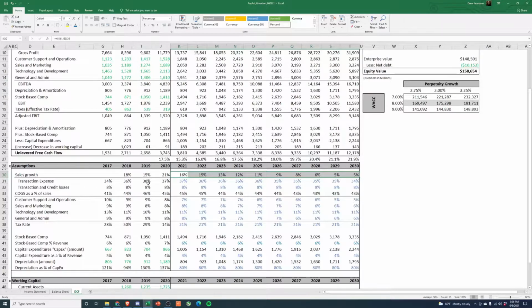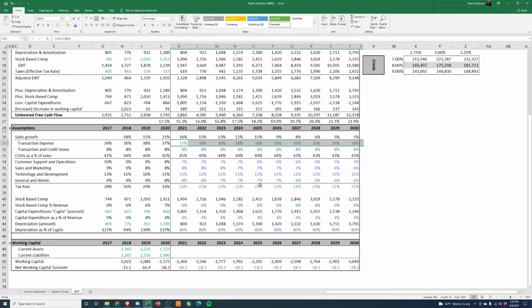And then transaction expenses. Historically it was at 34, and it's actually been creeping up. I've modeled this to go back down over time, back towards that 2017 level. Transaction and credit losses, this has just been 8% historically, so we just held it flat at 8%. So you can see the total COGS profile, right? We're going from 45% down to 43%, and that's going to be driven by this transaction expense improvement.